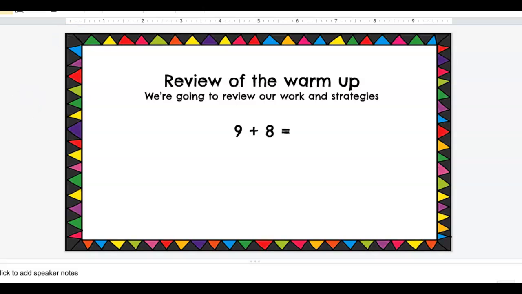Okay, our last one is 9 plus 8. 9 plus 8. I know 9 plus 9 is 18. It's a double fact, I know. And so then I know that 9 plus 8 must be 1 less, right? Because 8 is 1 less than 9. So 9 plus 8 must be 17.